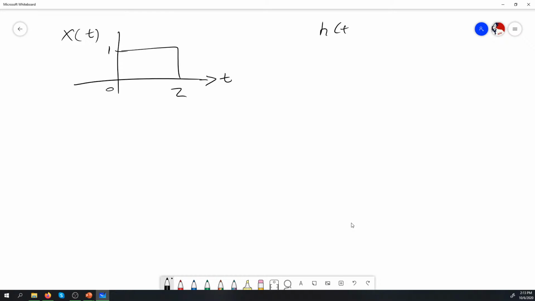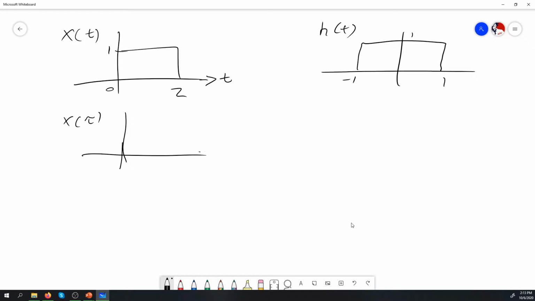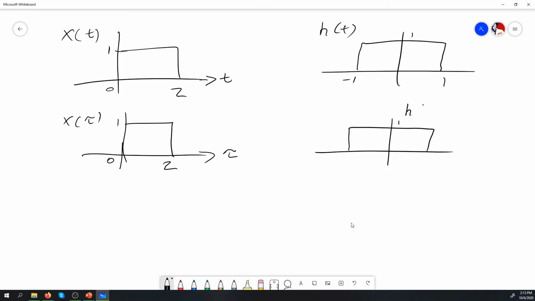And then we had our h of t signal here. So our first step would be to convert these into tau. So the x of tau, and then we have h of tau. We then need to flip the h of tau into h of minus tau.